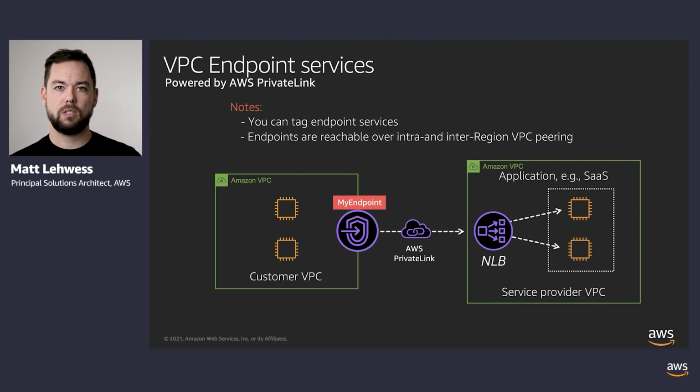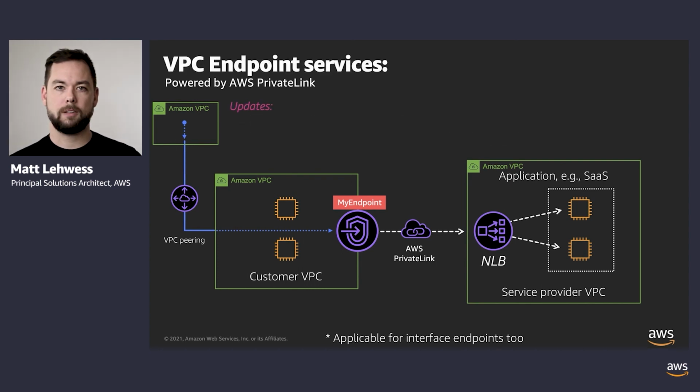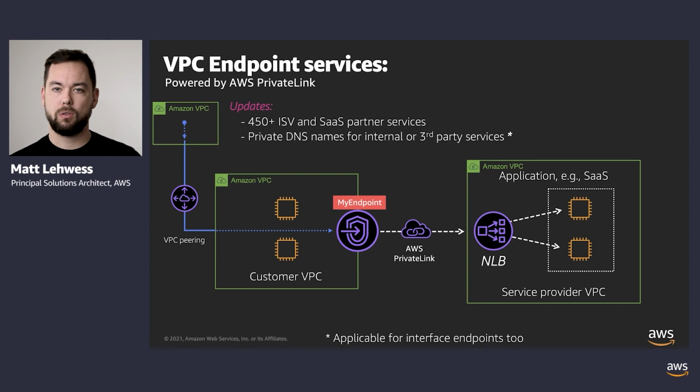Now, a couple of notes here. You can tag endpoint services. Endpoints, just like S3 interface endpoints, are reachable over peering or Direct Connect and that sort of thing. And that's also applicable for other endpoints like we talked about with S3. But there have been some updates. So we have 450 plus ISVs and SaaS partners now that support interface endpoint services. So there's a whole marketplace around this. We do support private DNS names for internal or third-party services, and we also support fine-grained IAM permissions. We've updated some of our IAM permissions for endpoints as well. So definitely worth checking out if you're looking at building a service and offering it to many customers or consumers in AWS.